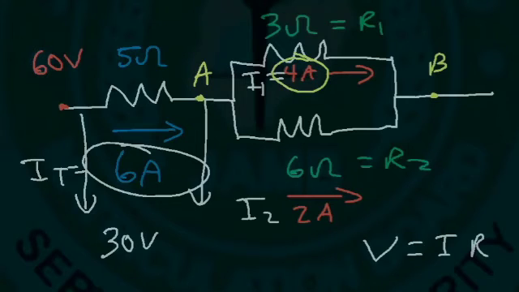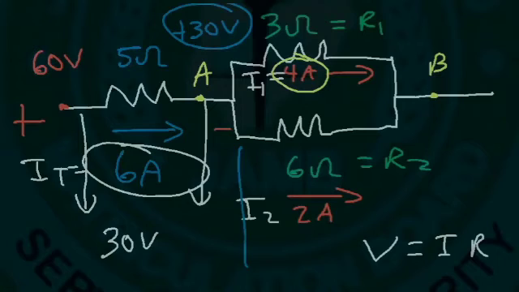Now we know that current flows in a direction from high voltage to low voltage. Since it's flowing towards A, it's going to flow to the side with the lower voltage. So A is less than 60. So then instead of doing 60 plus 30, it's going to be 60 minus 30. So the potential at A is 30 volts.